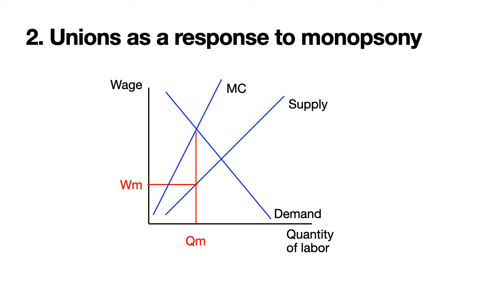If this model is accurate, then what unions are trying to do is offset the monopsony power and push wages and quantity of workers up and become more socially efficient, looking more competitive.